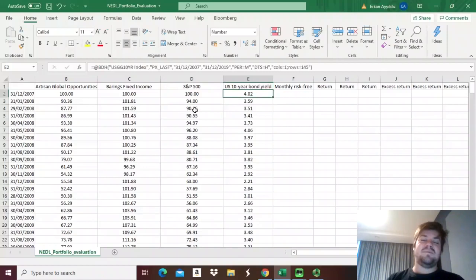So the yield is basically yield to maturity. How much return per year would you make if you invest into US 10-year government bonds at a particular point in time? Quite counterintuitively, the risk-free rate for the US and for any other country will change month to month, but it doesn't mean that it is not risk-free, because it's yield to maturity.